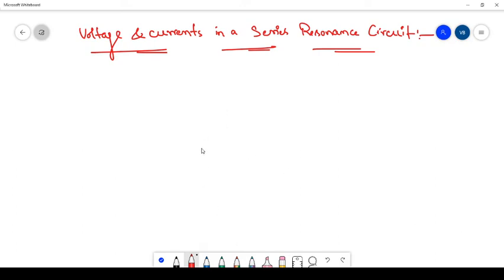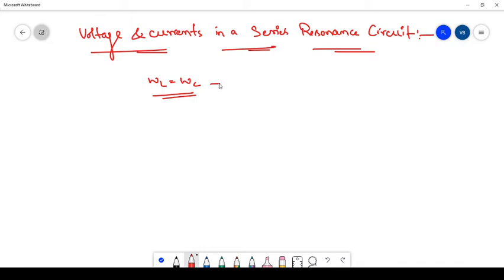So in this session I am going to explain the relation of voltage and current in a series resonance circuit. We already saw how series resonance occurs and what the condition for a series resonance circuit is. So what is meant by resonance? Resonance comes when the frequency of the inductor equals the frequency of the capacitor.